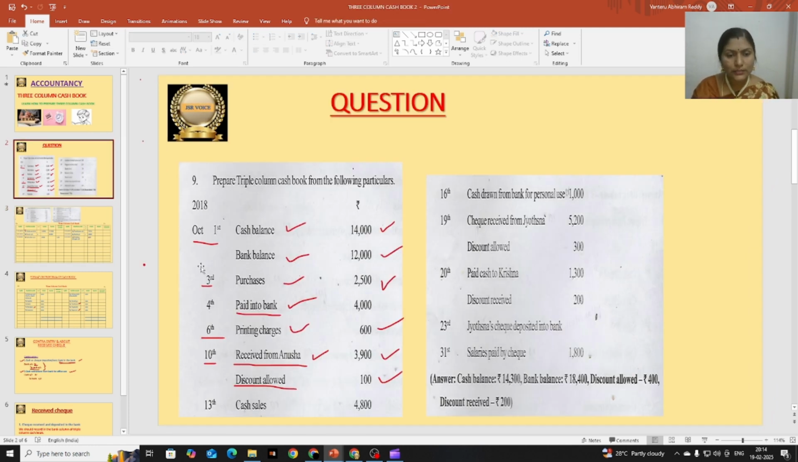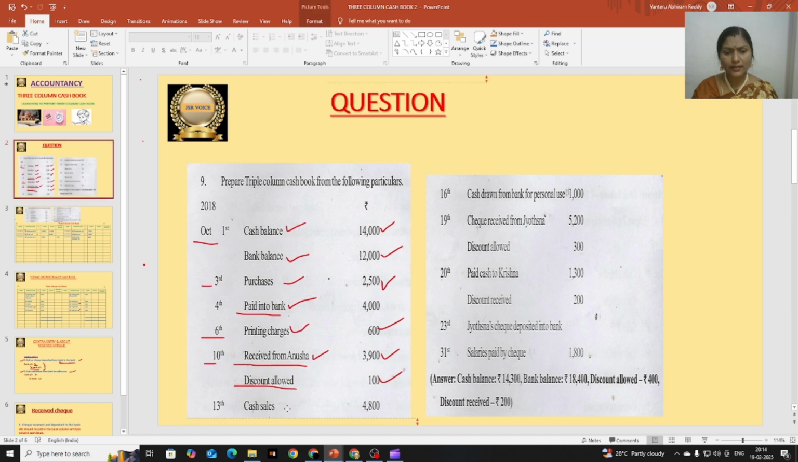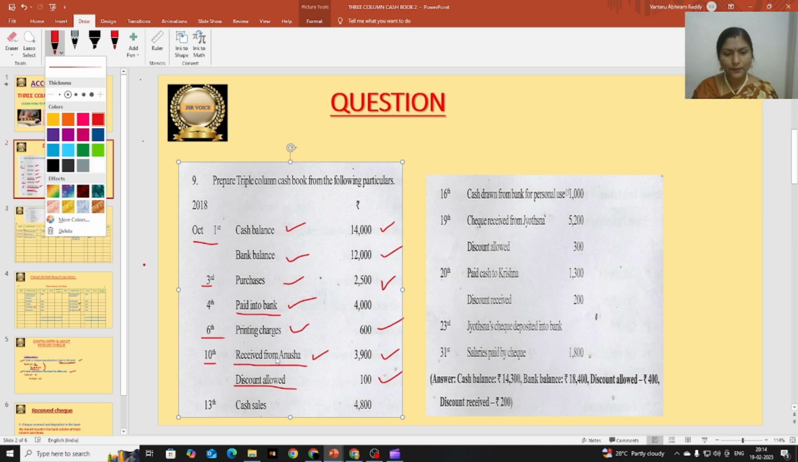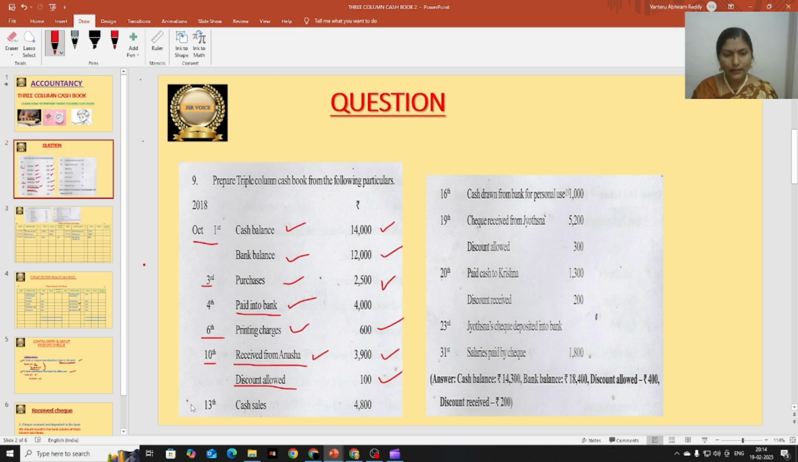And next item is cash sales. Here we have cash sales. Okay. You can see cash sales. Next item on 13th date. So on 13th date we have cash sales, 4800 rupees. So first of all we should decide where to record, either on debit side or on credit side. I say that we will record on debit side because it is sale. In case of sale, cash comes into the business.